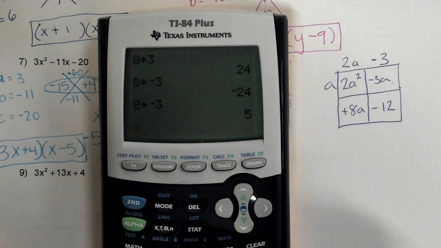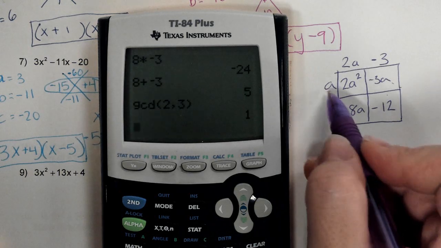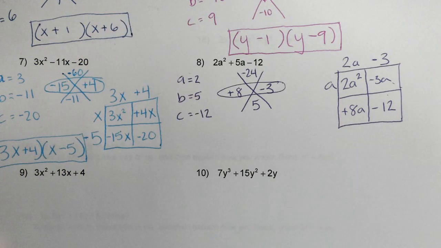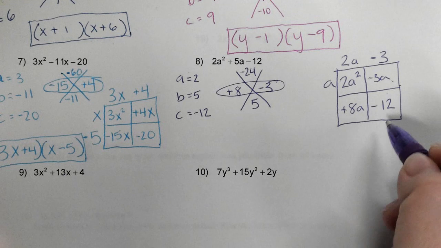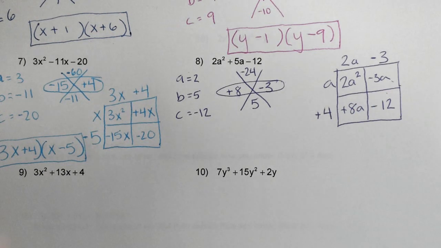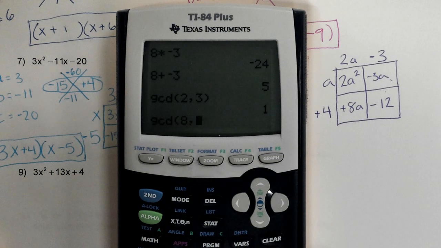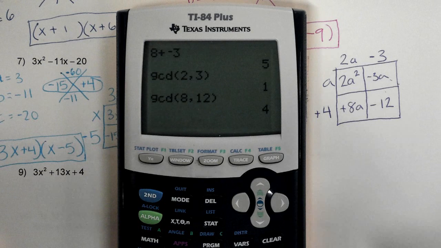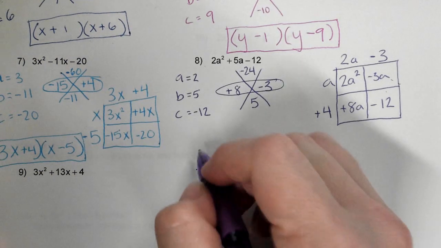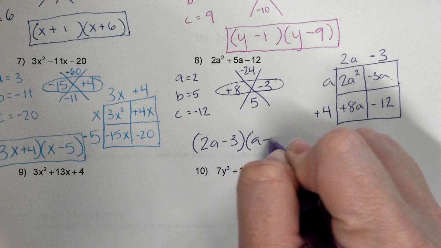If you were to type it here, it's going to tell you 1, so you can put a 1 in front. That's totally fine, but you do not have to. 8 does not go into 12, but 4 goes into both of those. And again, you could use your math, right? 9, 8, 12, and it tells you 4. So we have 2a minus 3, a plus 4.